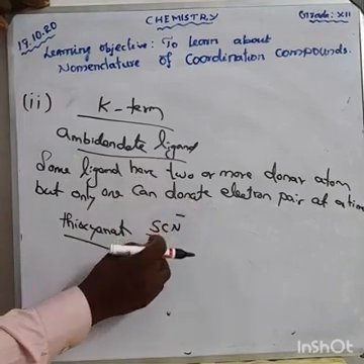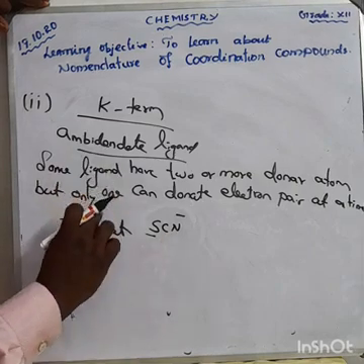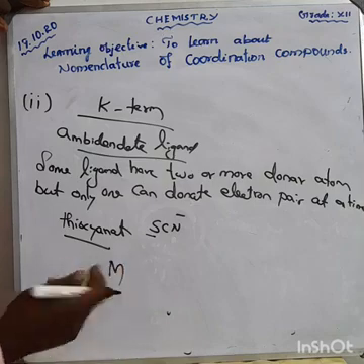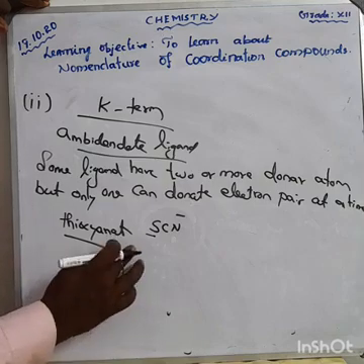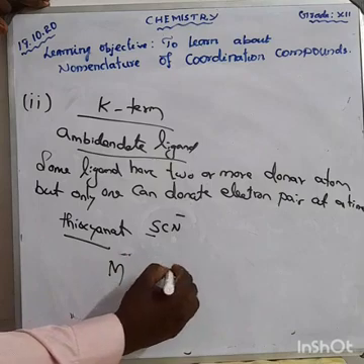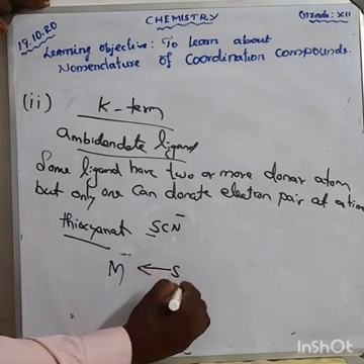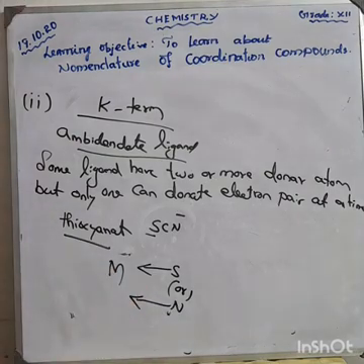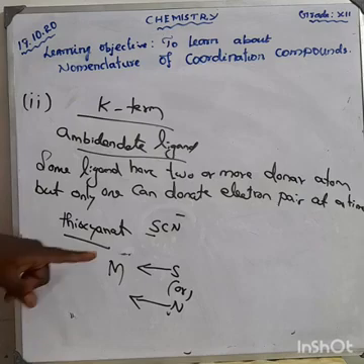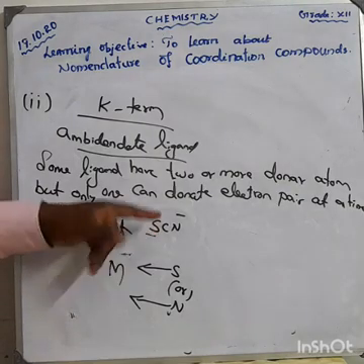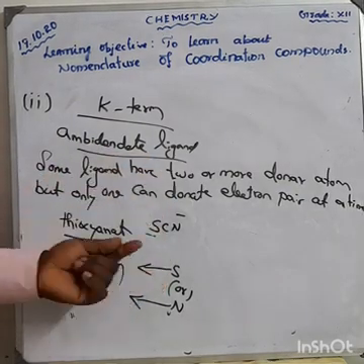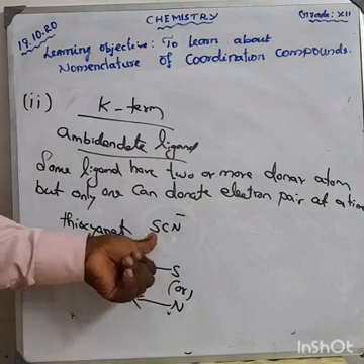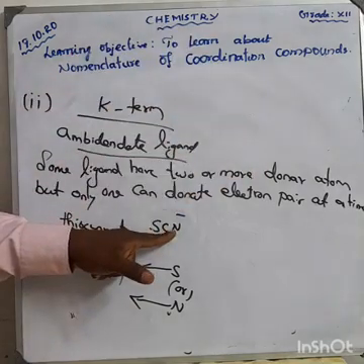In this ligand, sulfur may be attached to the central metal ion. For example, M plus is the central metal ion. Here, sulfur may be attached or nitrogen may be attached to the central metal. That is the meaning. Can you understand? Thiocyanate can bind the central metal ion through sulfur, or maybe nitrogen.